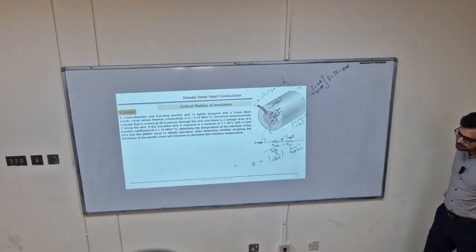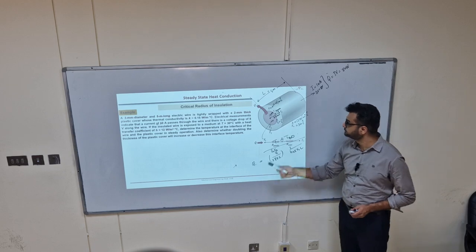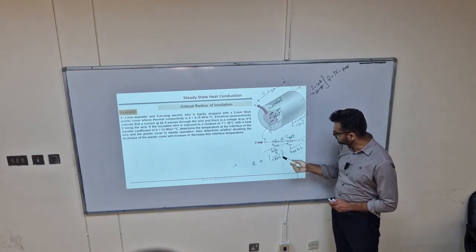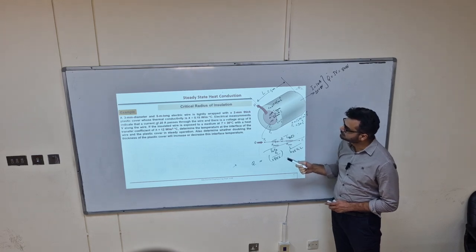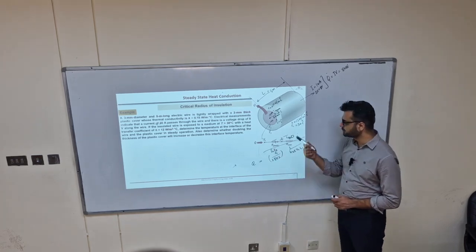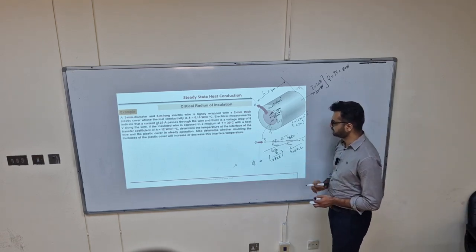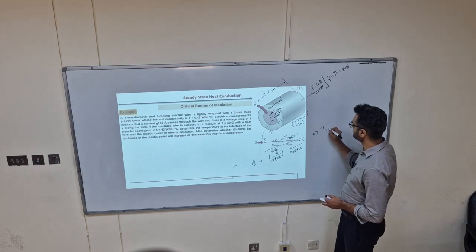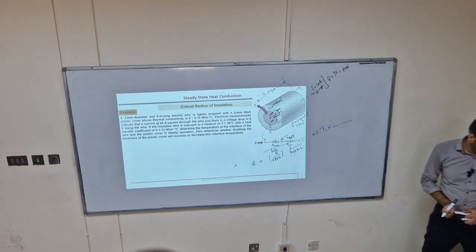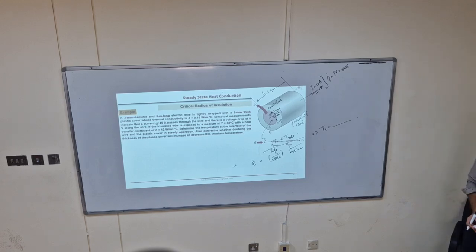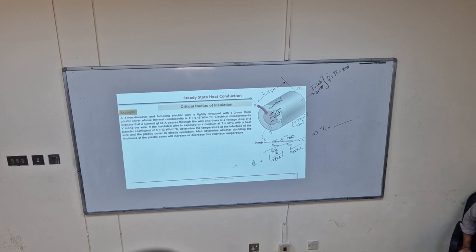Only unknown here is T1. Q dot is given. R1, R2, thermal conductivity of insulation, length is given, 5 meter. If not given, you can do it for 1 meter. Okay, so from here we can find out T1. Okay, any question? So let's see what is T1.